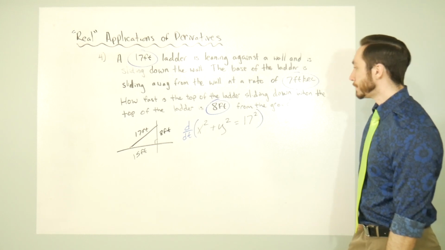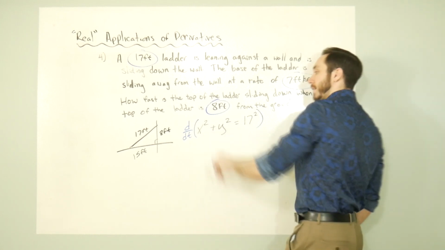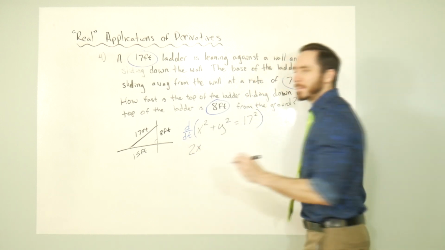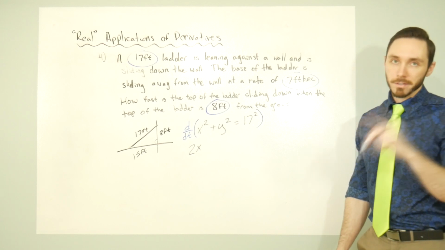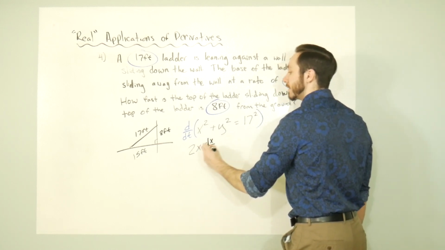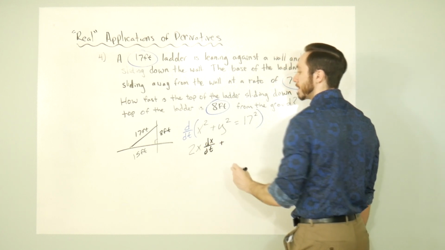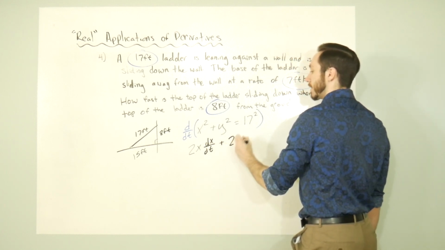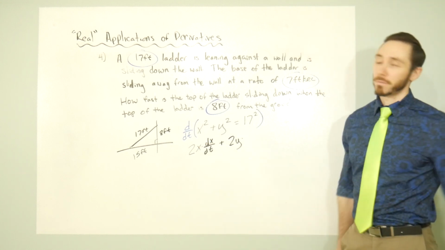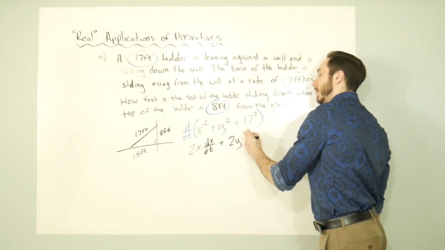Okay, so let's do that. The derivative of x squared is 2x. That's not too bad. Except chain rule. x is a function of time. So derivative of x thereafter is dx/dt. Plus, well, this is just going to be 2y. That's good and fun. But again, y is a function with respect to t, so we need a dy/dt thereafter.